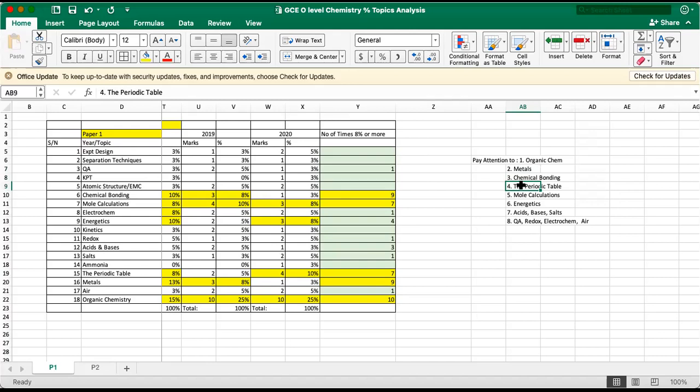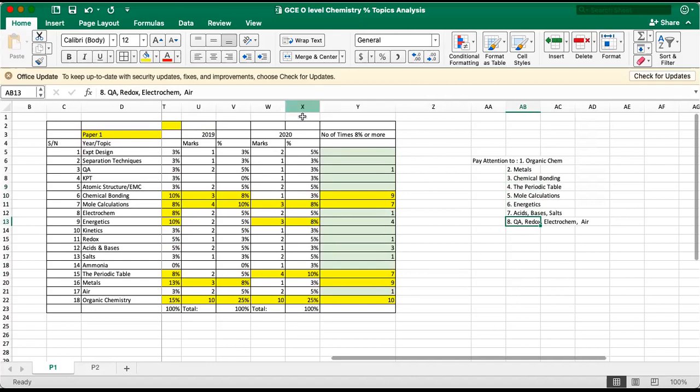Periodic table overlaps with other topics such as atomic structure. So when you study atomic structure, you are also studying periodic table. More calculation, definitely, they will have some questions on that, that's for sure. Energetics, growing importance. Acid-base salt will be the next, and the rest of it will appear in small bits. QA, redox, air, electrochem.